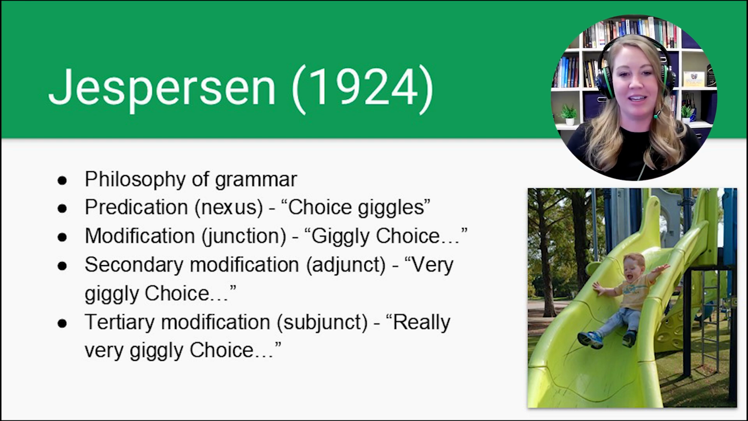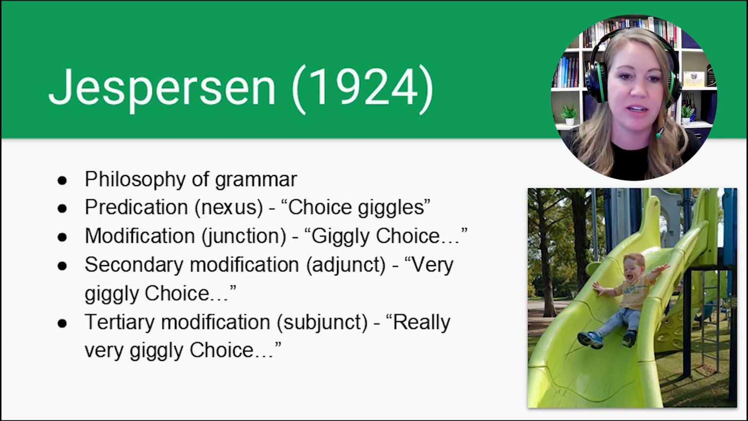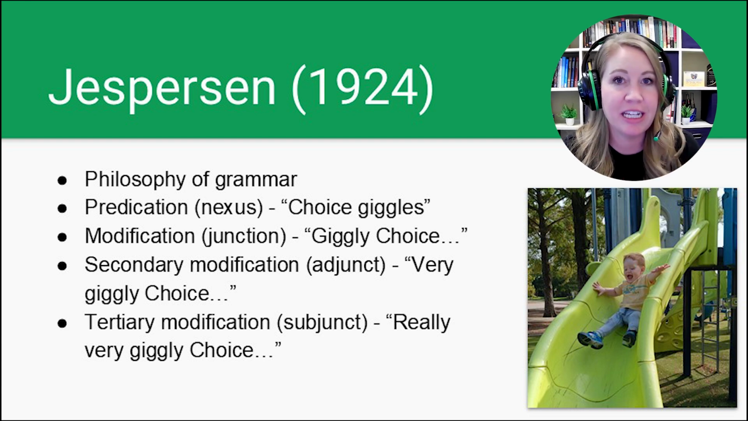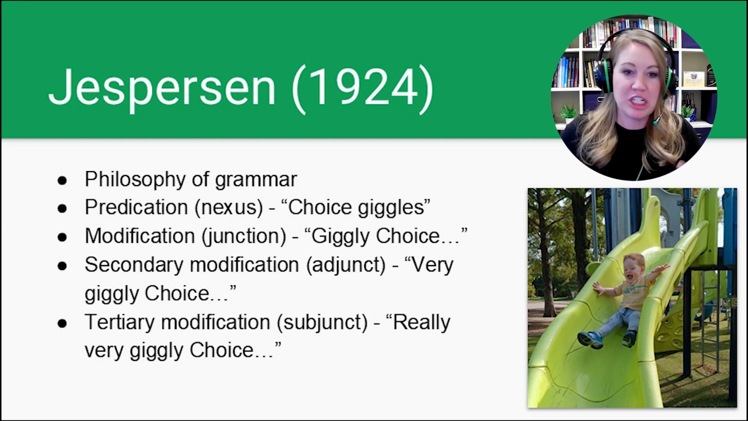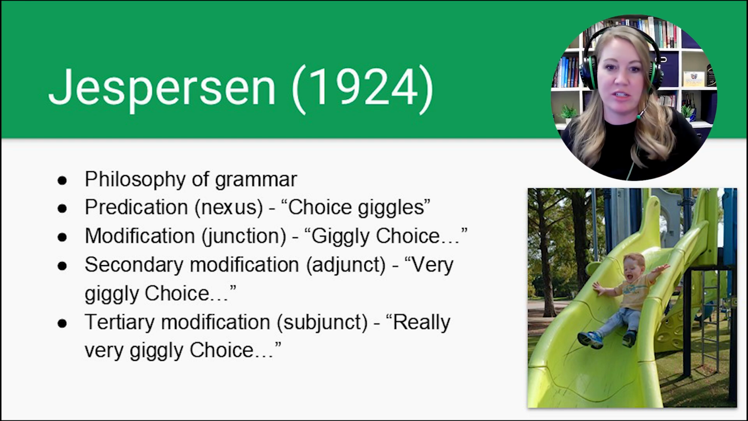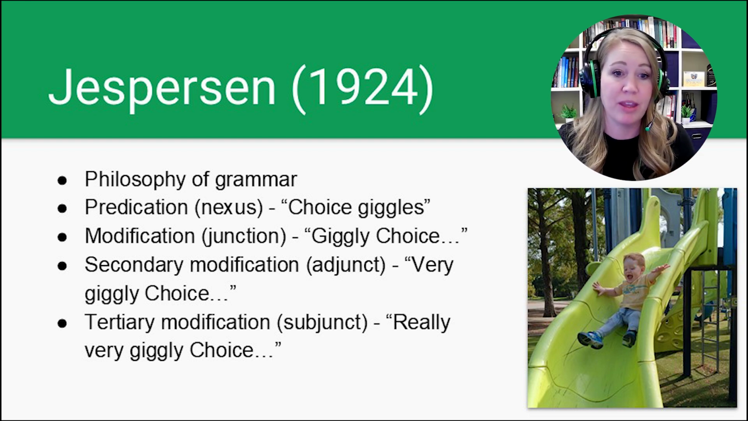So an example of this would be something like really very giggly Choice. So really modifies very, and very modifies giggly, and giggly modifies Choice. Each layer is building upon the last. So despite the clarity and the potential of this model, the terminology from it, predication, modification, secondary modification, and so forth, never really caught on in the mainstream study of grammar.